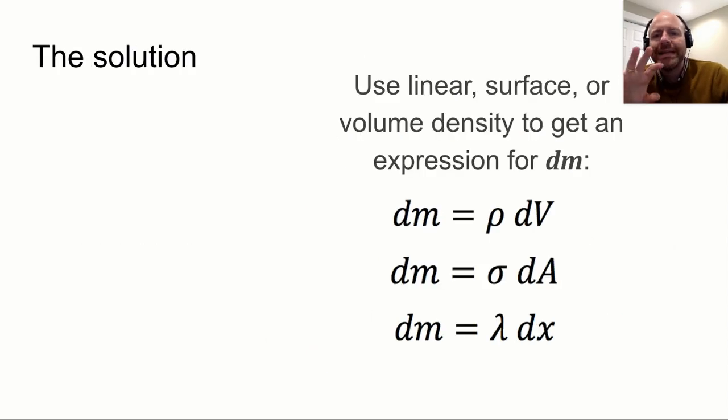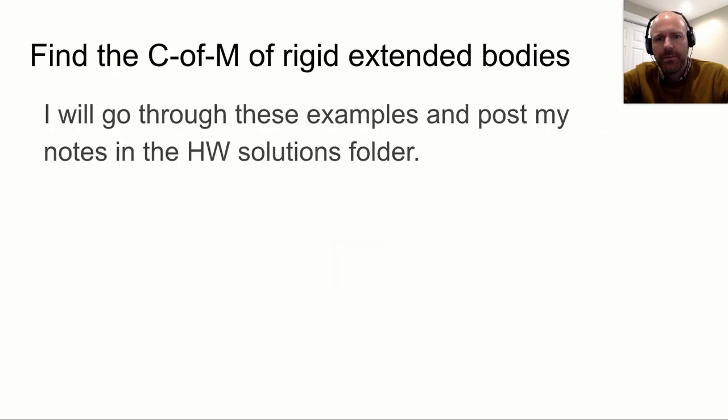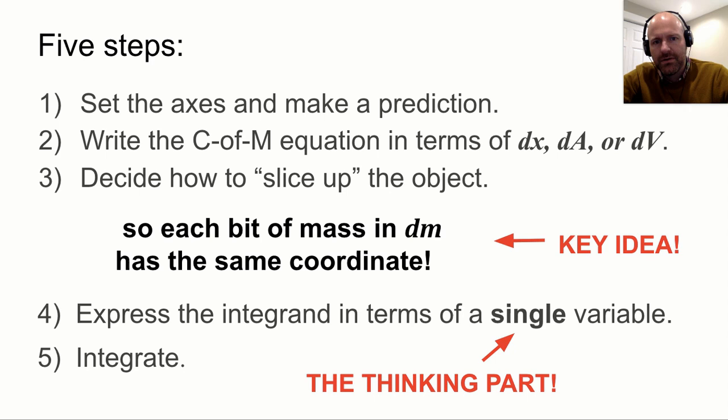So we can now use linear, surface, or volume density to get an expression for dm with respect to a variable we can actually use to integrate, a spatial variable, right? So we're going to replace that dm to use this to solve. So a couple of examples here. I've also written these out and posted them in the homework solutions, but there are 5 steps to this.